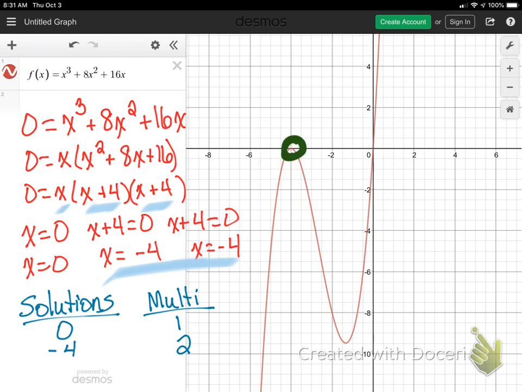But at 0, what happened? I crossed. That's how multiplicities are important. Here, my solution of negative 4 has an even multiplicity, so I touch the x-axis. Here, my solution of 0 only shows up once, so it crosses the x-axis. Okay?